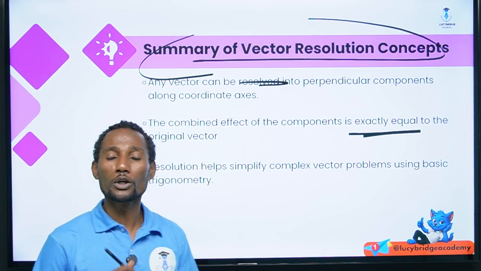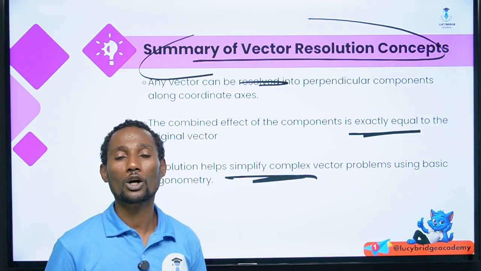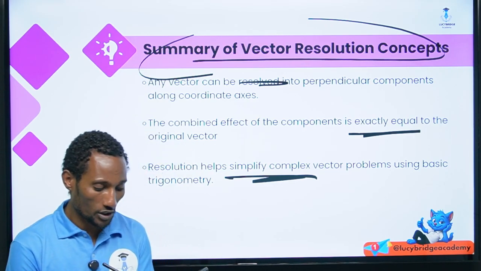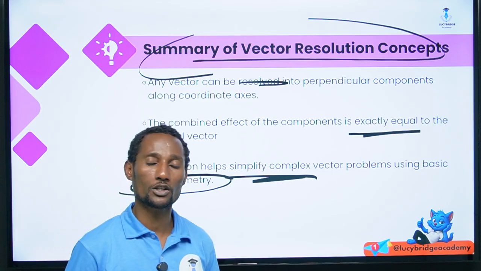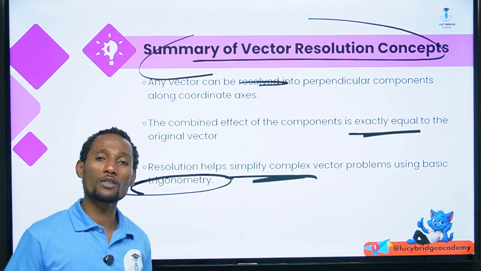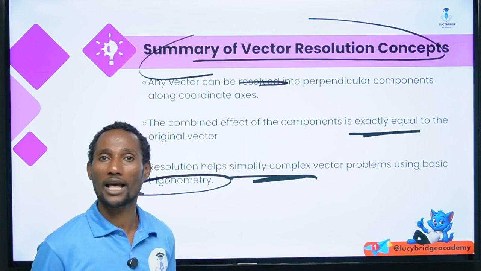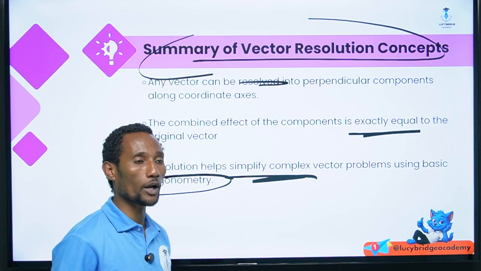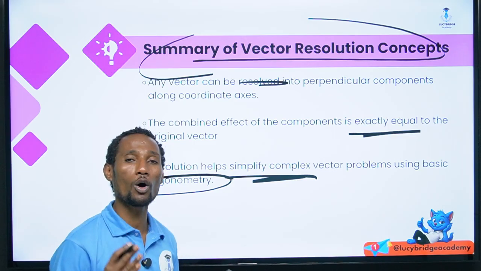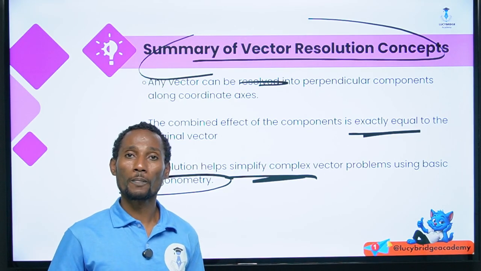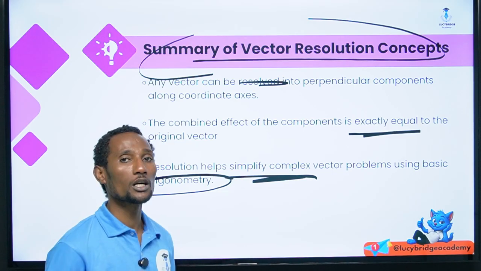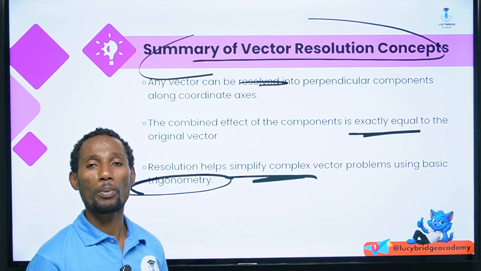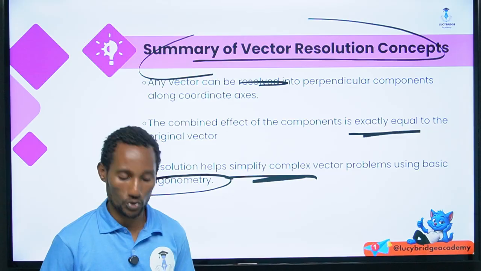That resolution helps to simplify very complex problems using basic trigonometric properties. It is also used to identify real life problems, like moving on steps or walking on mountains, where we use the slope of the mountain or the steps. By this, we understand how we can resolve a vector into vertical and horizontal components.